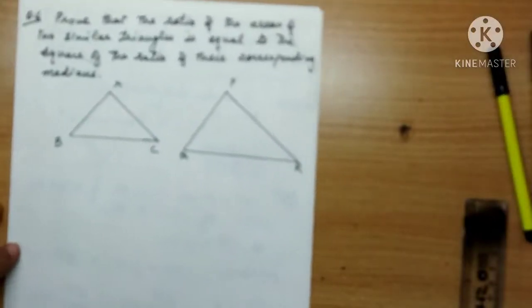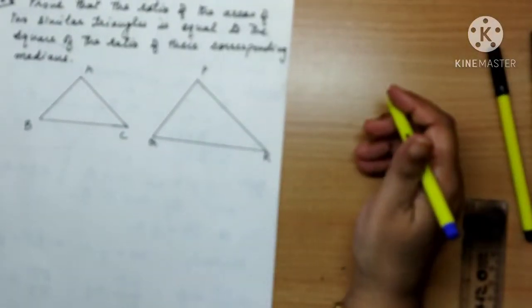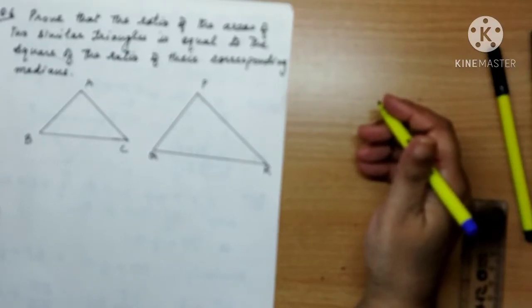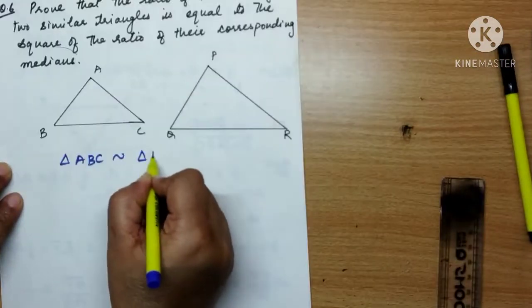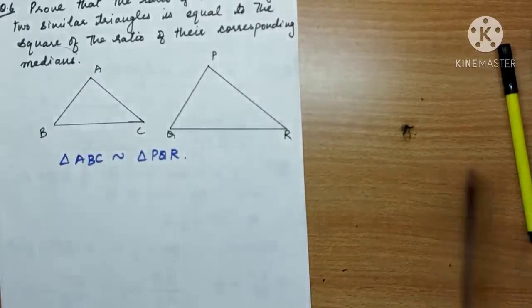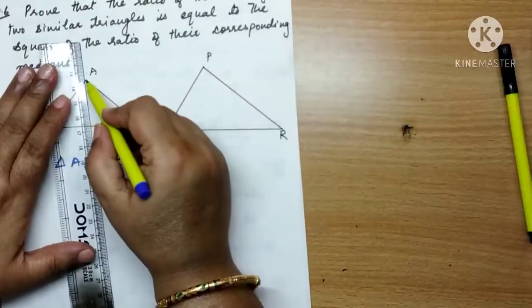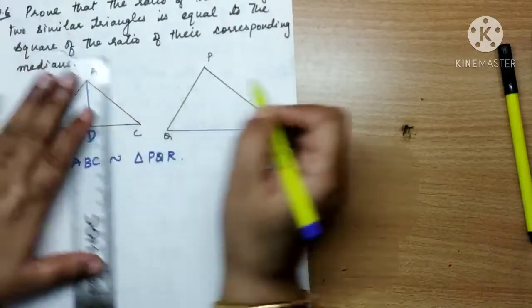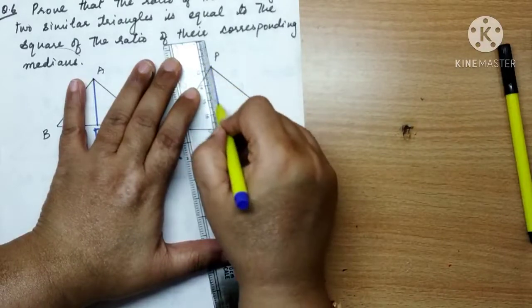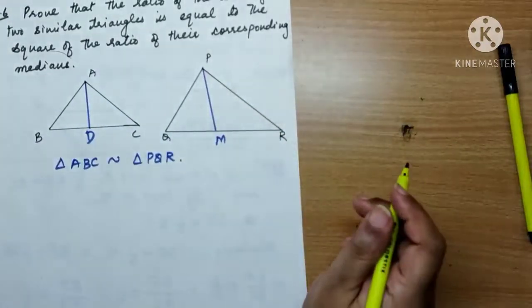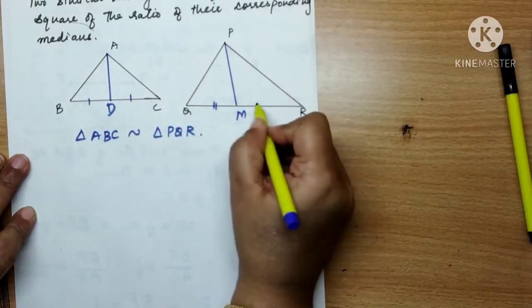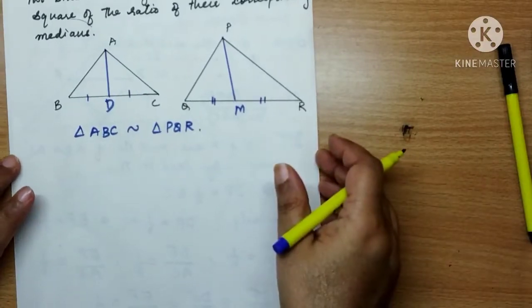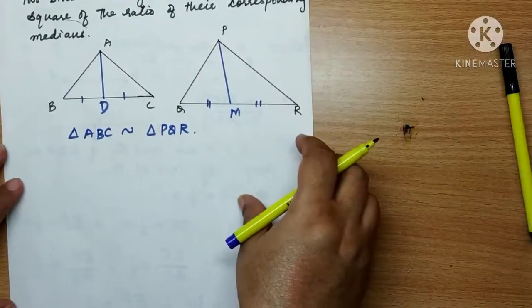Next question. Question number 6. Prove that the ratio of the areas of two similar triangles is equal to the square of the ratio of their corresponding medians. So we have two triangles ABC and triangle PQR similar given, and medians are given. So I have AD as median and PM as median. Now you remember what a median is? Median is a line segment which bisects the opposite side. So this is median. That means immediately mark these are equal.